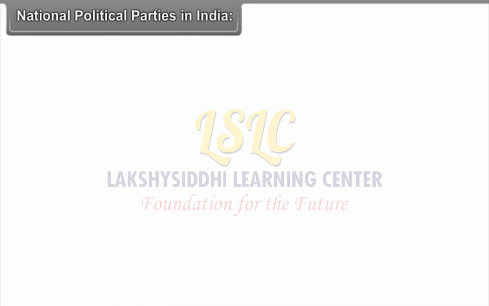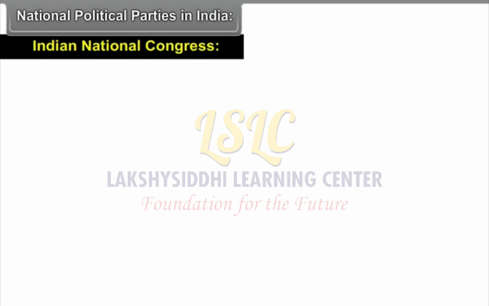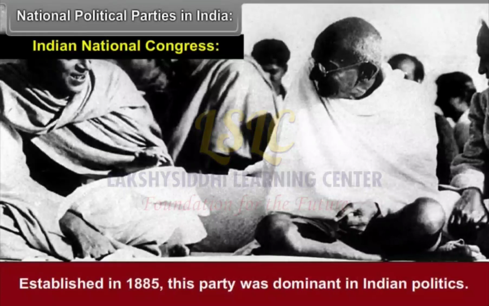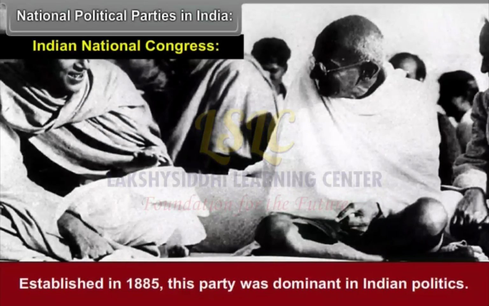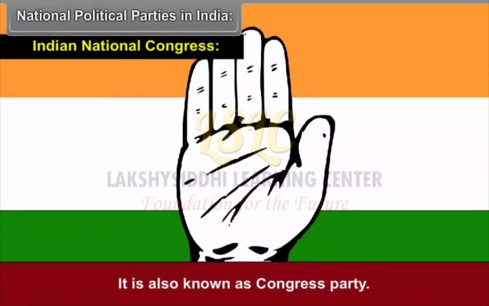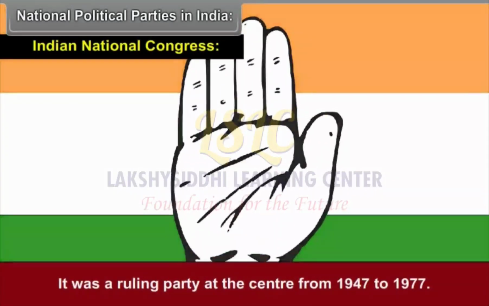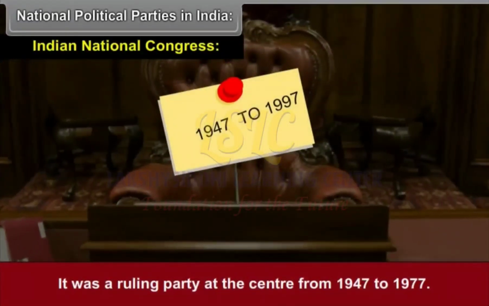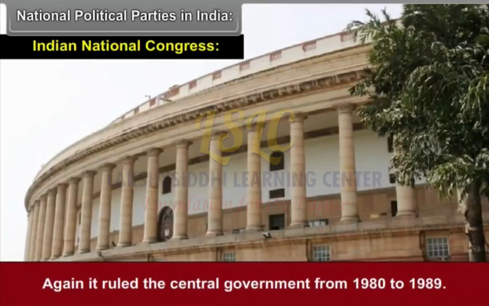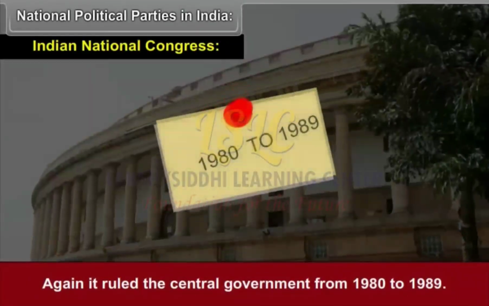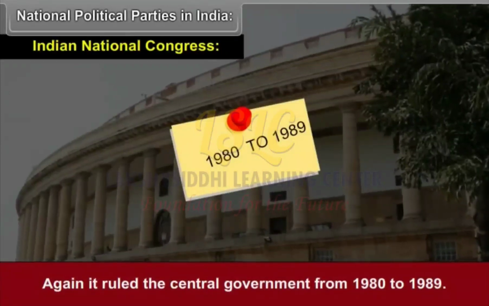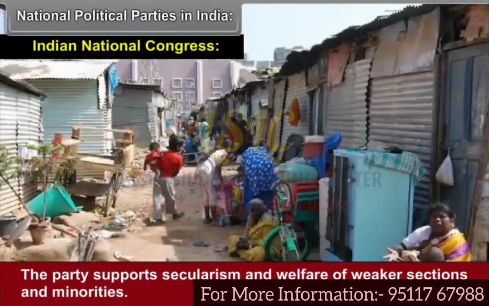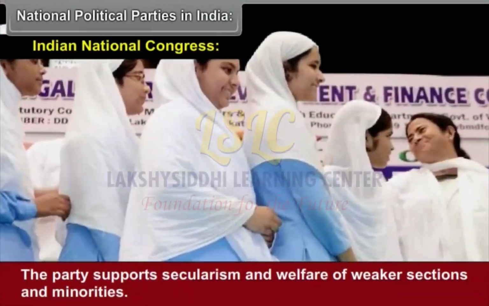National political parties in India. Indian National Congress. Established in 1885, this party was dominant in Indian politics. It is also known as Congress Party. It was a ruling party at the centre from 1947 to 1977. Again, it ruled the central government from 1980 to 1989. The party supports secularism and welfare of weaker sections and minorities.